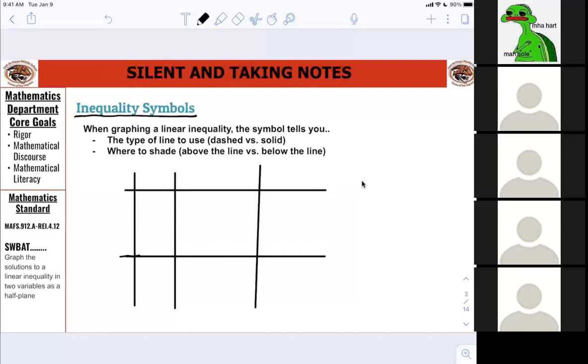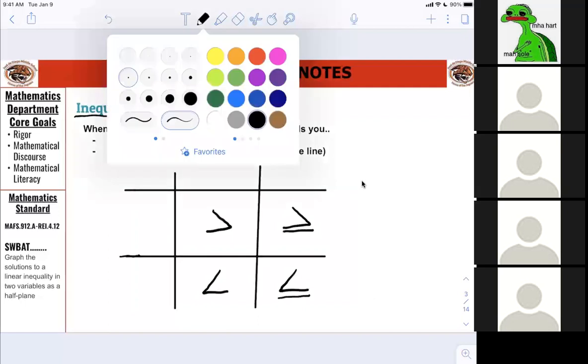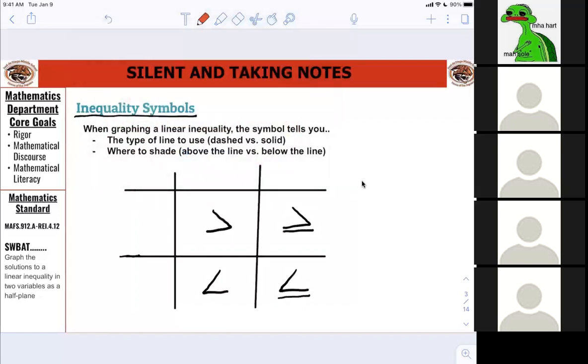I could have made that a little bit better, but that's what we're working with. Okay. So kind of like a little tic-tac-toe. And I'm going to put each of the symbols in these boxes. So I'm going to start with my greater than, and then my greater than or equal to. And then down here, I'll put my less than, and then less than or equal to. And in case you need a quick little reminder, you can also write that this is greater than, and this one down here is less than.